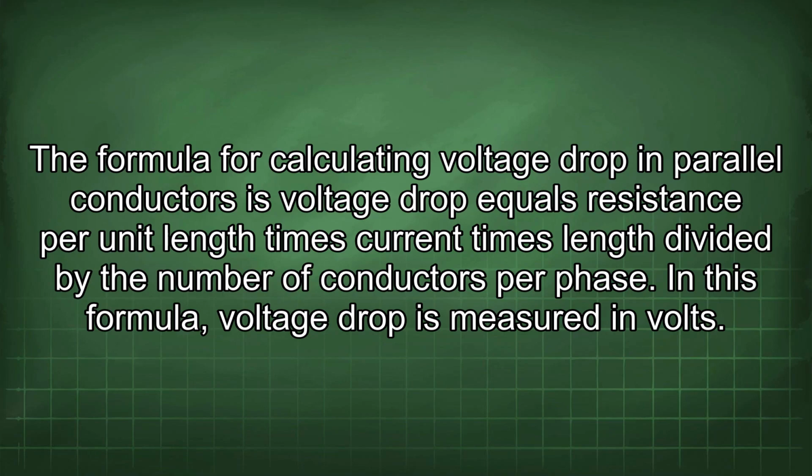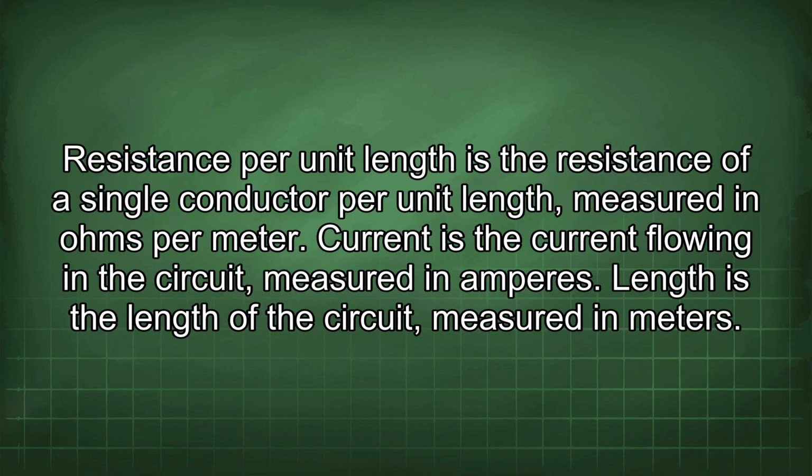The formula for calculating voltage drop in parallel conductors is: voltage drop equals resistance per unit length times current times length, divided by the number of conductors per phase. In this formula, voltage drop is measured in volts. Resistance per unit length is the resistance of a single conductor per unit length, measured in ohms per meter.